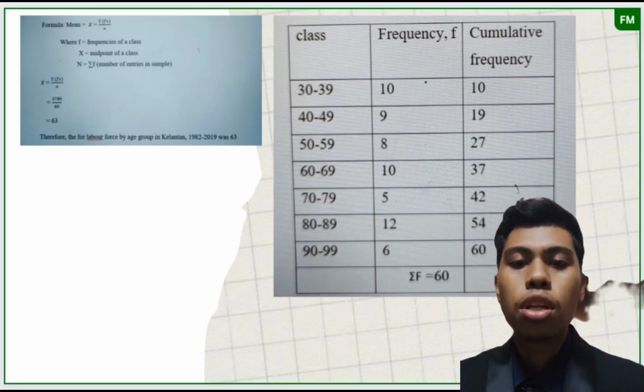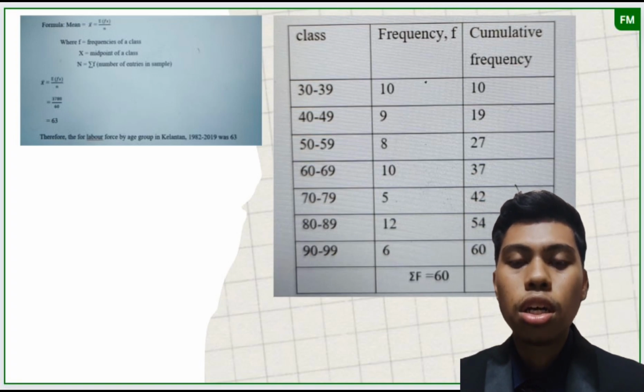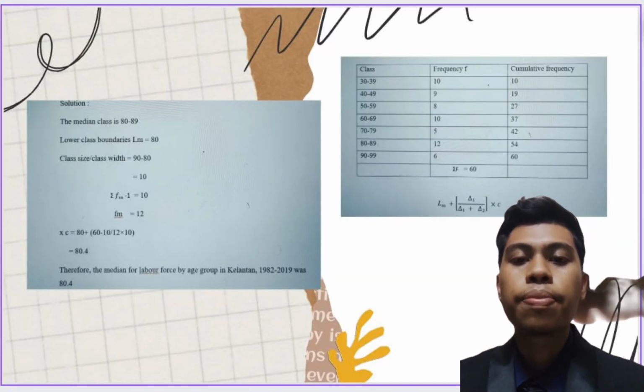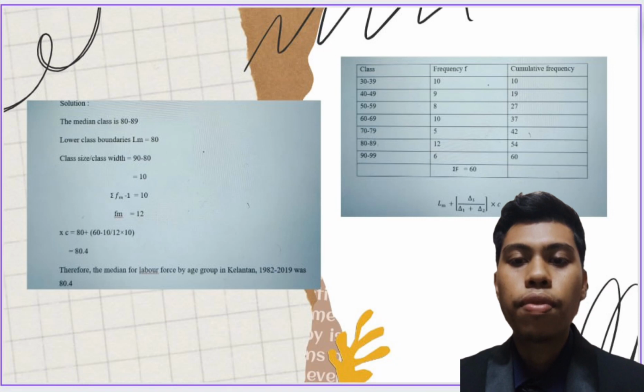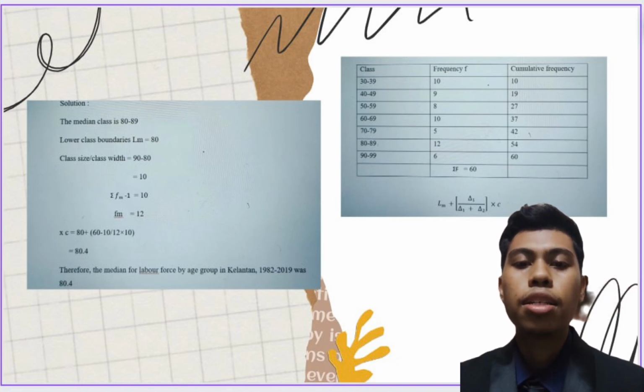Next, the mode also has 5 steps. Step 1, determine the location of the modal class based on the highest frequency. Step 2, determine the lower boundary. Step 3, determine the class size. Step 4, determine the highest frequency. The last step, calculate the mode.